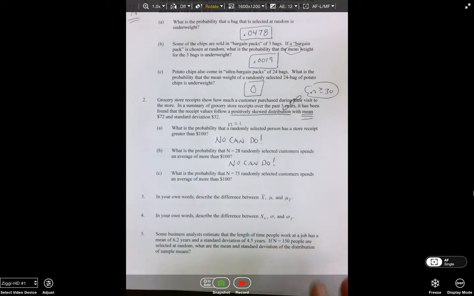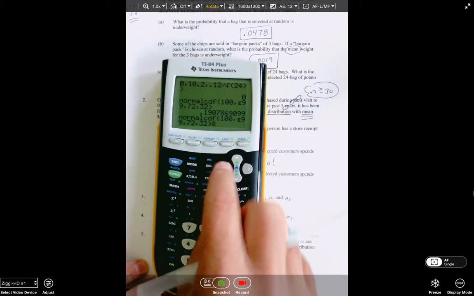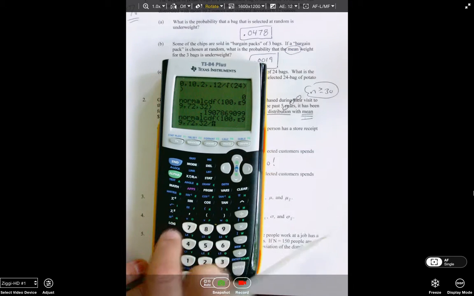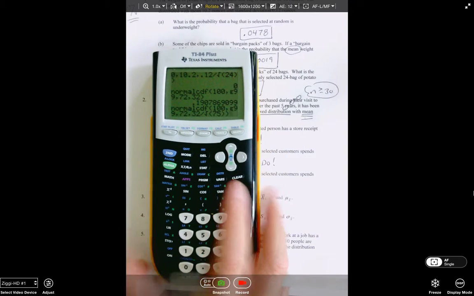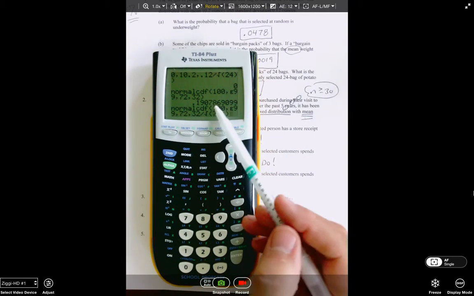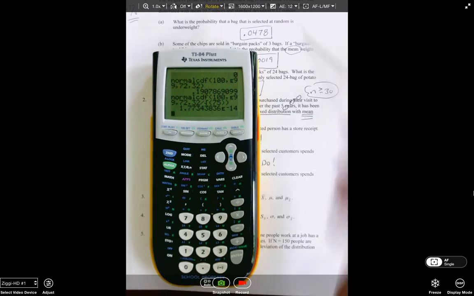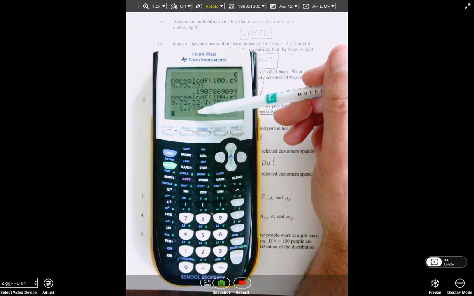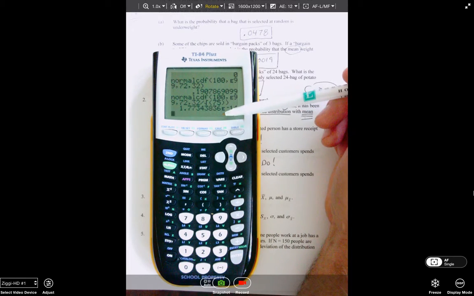All right, gang, last one. What's the probability 75 randomly selected customers spends an average of more than 100? Well, we've got everything set up that we need, don't we? The only thing we need to do is come in and divide by the square root of the number of customers, which is 75. Average of 100 or more. And now, it is so tempting here, I see students do this a lot, to report this as 1.77. Guys, probabilities are between 0 and 1.